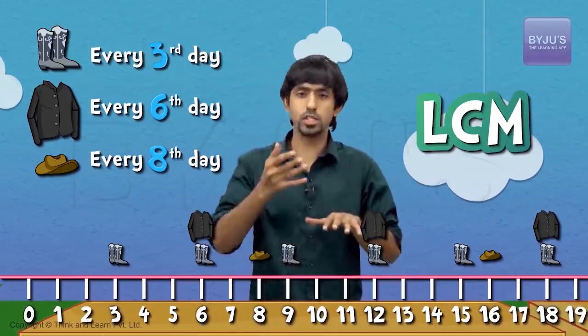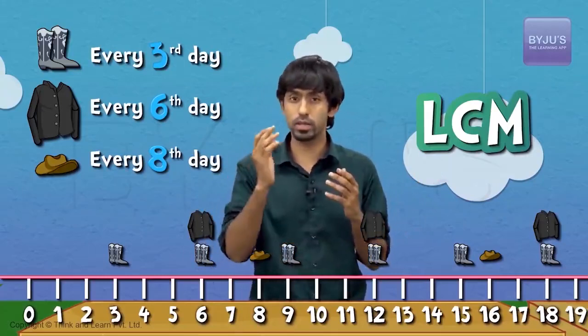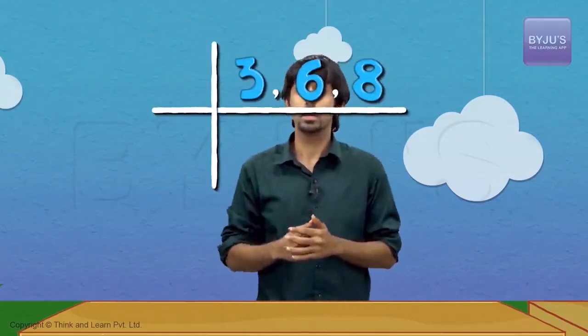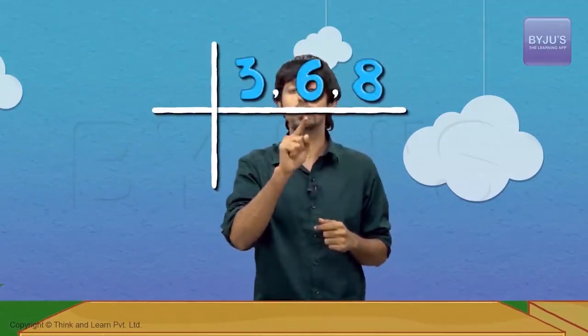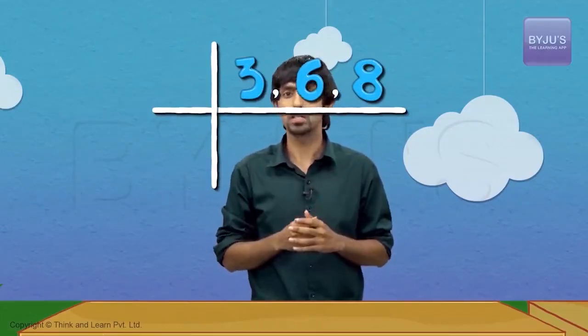Once you've established this, once you've understood this, it's much easier to calculate the LCM between 3, 6 and 8. What is going to be the LCM? You're going to write 3, 6, 8. What is the method we discussed? Look at the three numbers, find if there are any common factors between all three numbers. Do you get any? There isn't any at all.